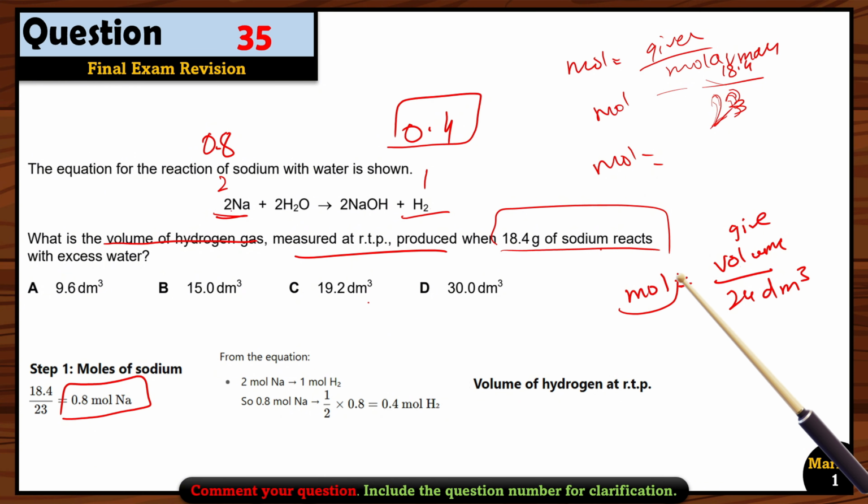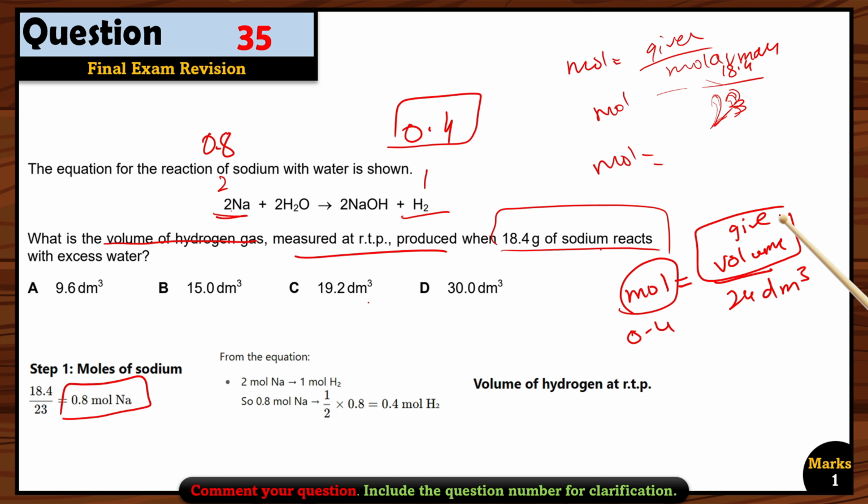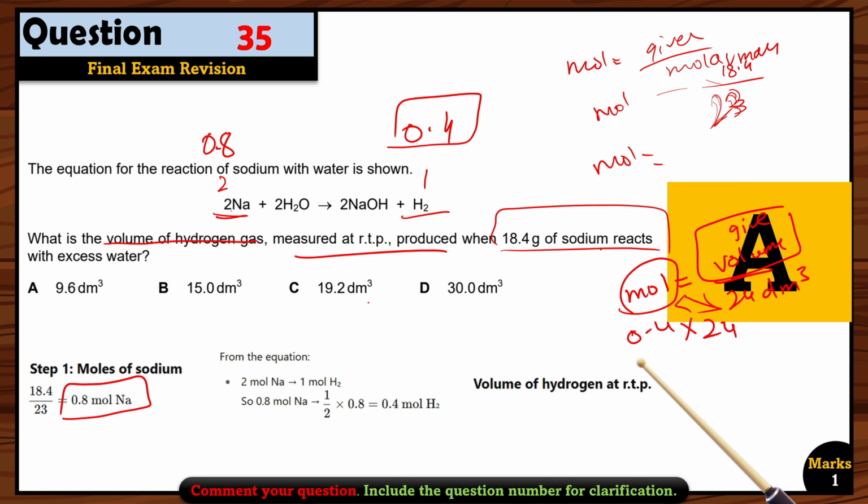So now we already know the mole. That mole is 0.4, right, but we don't know the volume. So you just have to multiply 0.4 with your 24 and then you can easily get your answer. So the volume of hydrogen at room temperature and pressure will be how much? Yes, mole is 0.4, and then you multiply them and you will get your answer. And option A is the right option, that is 9.6.